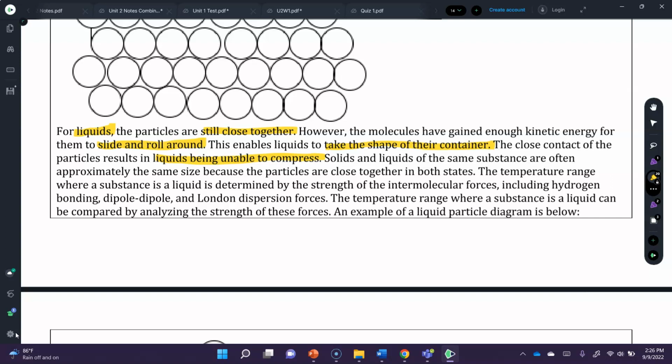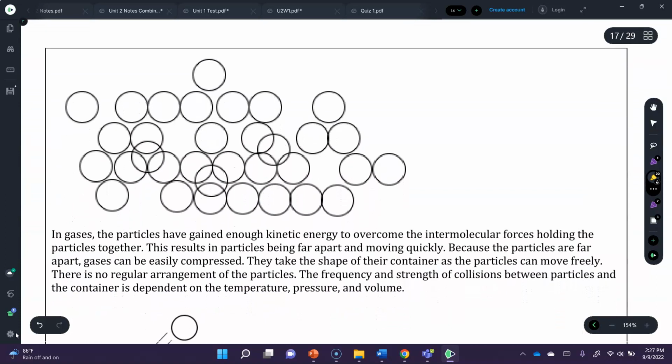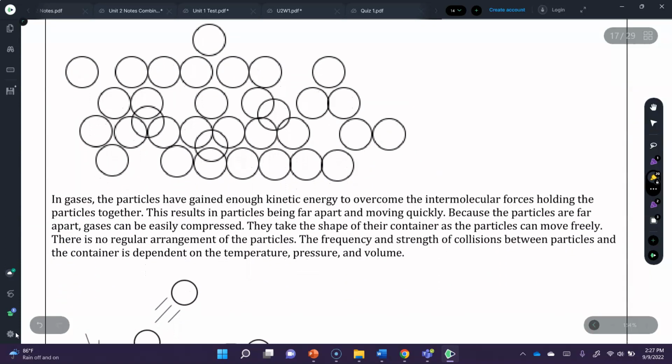The temperature range where a substance is a liquid is determined by the strength of the intermolecular forces. This includes hydrogen bonding, dipole-dipole interactions, and London dispersion forces. The temperature range where a substance is a liquid can be compared by analyzing the strength of these forces. An example of a liquid particle diagram is shown on the next page for you, but right here for me. Notice that there's still some regular structure, but they are sliding and moving freely past each other.